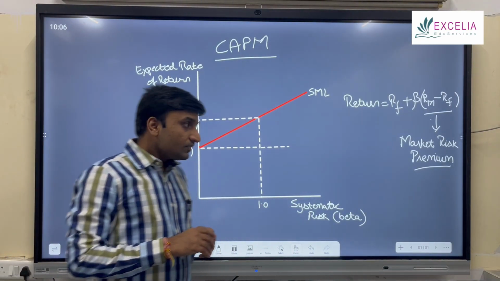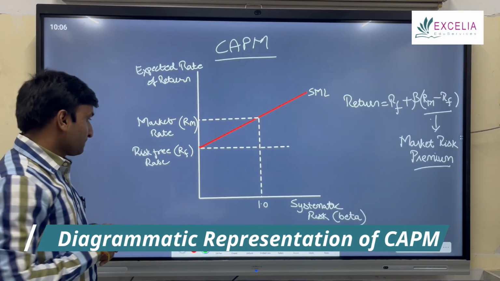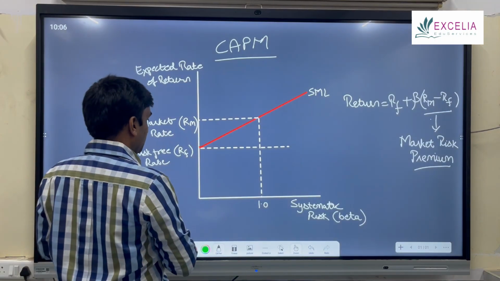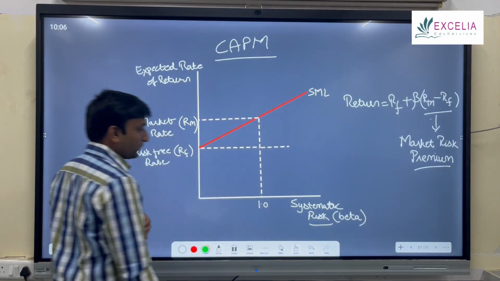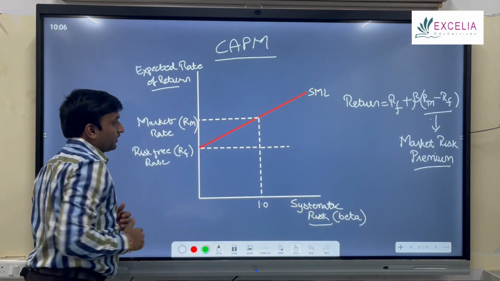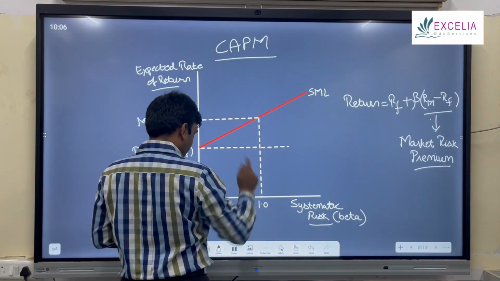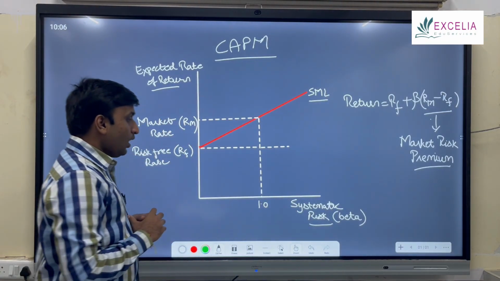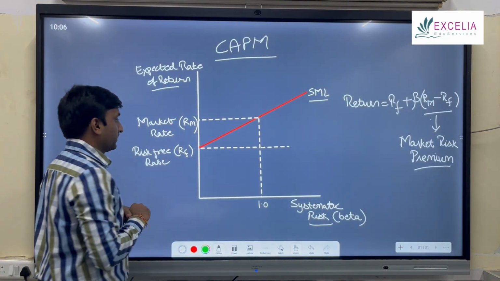Now let's look at a diagrammatic representation of the CAPM formula. In this diagram we have the x and the y axis, where the x axis denotes the systematic risk, or the beta, and the y axis tells us the expected rate of return of an investment. The red line that you see is called the SML, or the security market line, which is a combination of both your systematic risk and the expected rate of return.